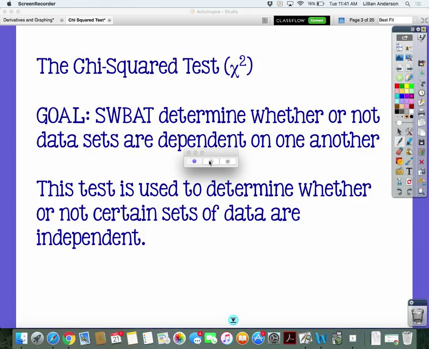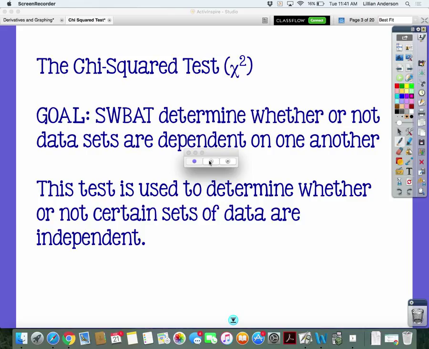All right, here we go. Today we are talking about the chi-square test. Chi is a Greek letter, and it looks like an X, kind of like an italicized X. So whenever you see that, that means chi-squared. You are performing this test.